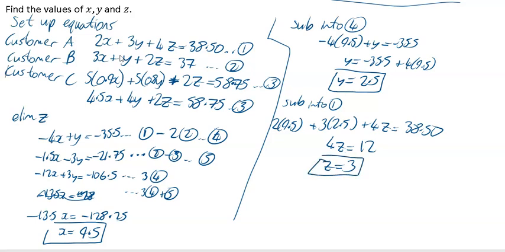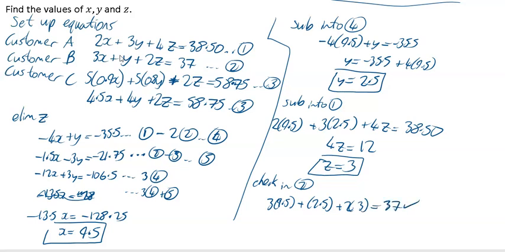Okay, so you've got your x equals 9.5, your y equals 2.5, your z equals 3. What we can do is just check to see if we're right. We've used equation 1, so check in equation 2. So it was 3 times the x, which was 9.5, plus my y, which is 2.5, plus my 2z, sorry, which was 3. And if you do that, you will get 37. So you know you're right.